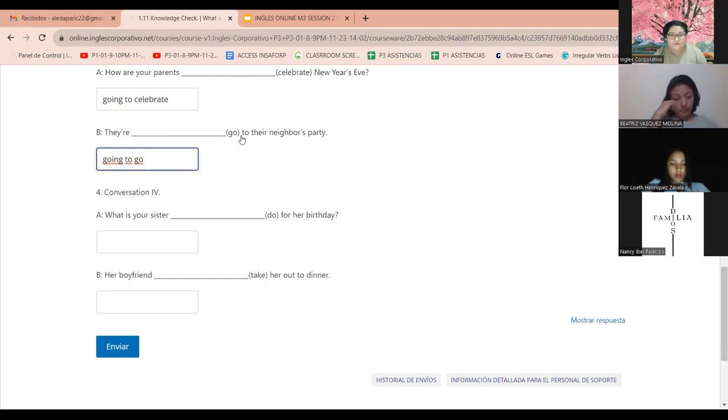Going to go. Don't forget the verb. A veces cuando tenemos el going to, como escuchamos going, omitimos el go cuando está como verbo, right? Pero hay que tener cuidado. Siempre después de going to, the verb. Yeah, okay. Good.